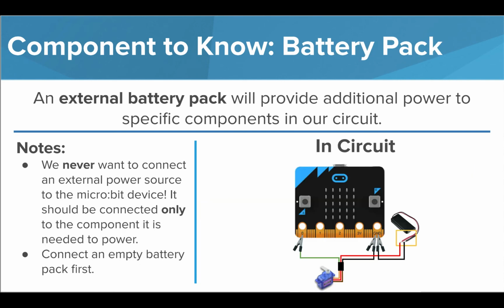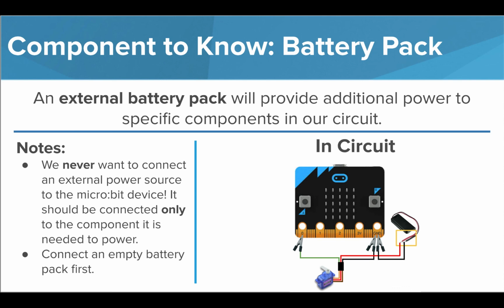An external battery pack will be used to provide additional power to specific components in our circuit. In this case, it will power a servo motor. We never want to connect an external power source directly to our microbit device. It will only connect to the component it is powering. If it is incorrectly connected to the microbit, it can damage the device. To be sure that your circuit is correctly wired without doing any damage, it is a good idea to connect an empty battery pack first and have your teacher check your circuit before adding batteries.